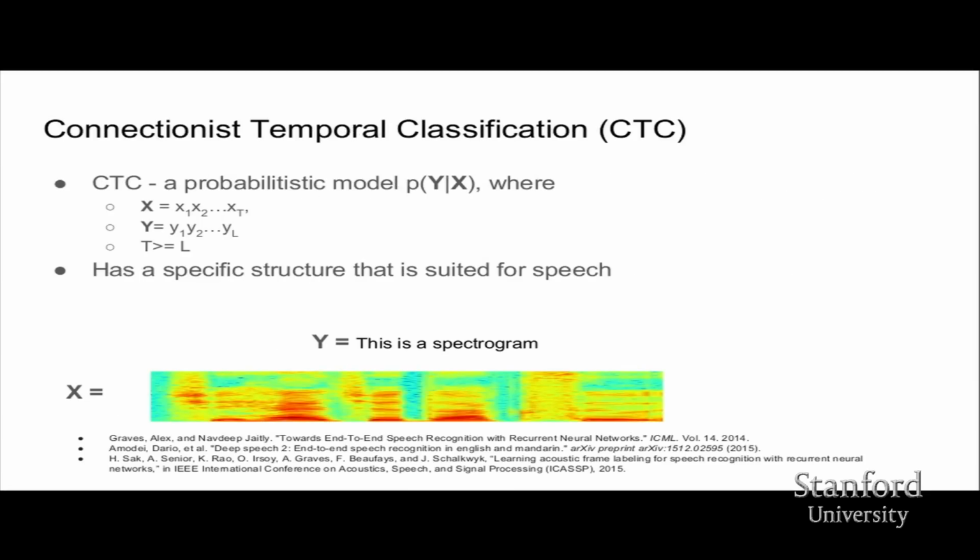Okay, so the first of these models is Connectionist Temporal Classification. This is a probabilistic model P of Y given X, where again, X is a sequence of frames of data, X1, X2, XT. Y itself is the output tokens of length L, Y1 to YL. We require, because of the way the model is constructed, that T be greater than L. And this model has a very specific structure that makes it suited for speech, and I'll describe that in a second. So again, X is the spectrogram, Y is the corresponding output transcript. In this case, this is a spectrogram.